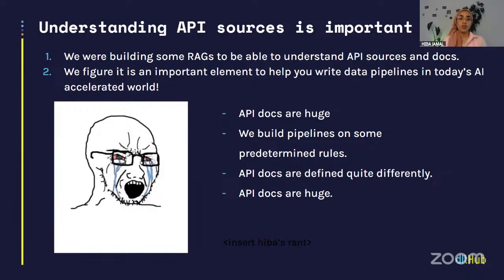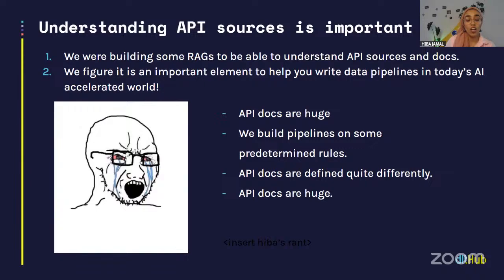And it's important also to us to help you figure out how to write data pipelines in an AI accelerated way, which obviously understanding sources is a huge part of that. So here is my rant, that API docs can be huge, and we build pipelines on some predetermined rules, like understanding how the client is set up for an API. We understand how pagination is set up, other auth challenges when you're connecting to a source. So we have those rules, right?